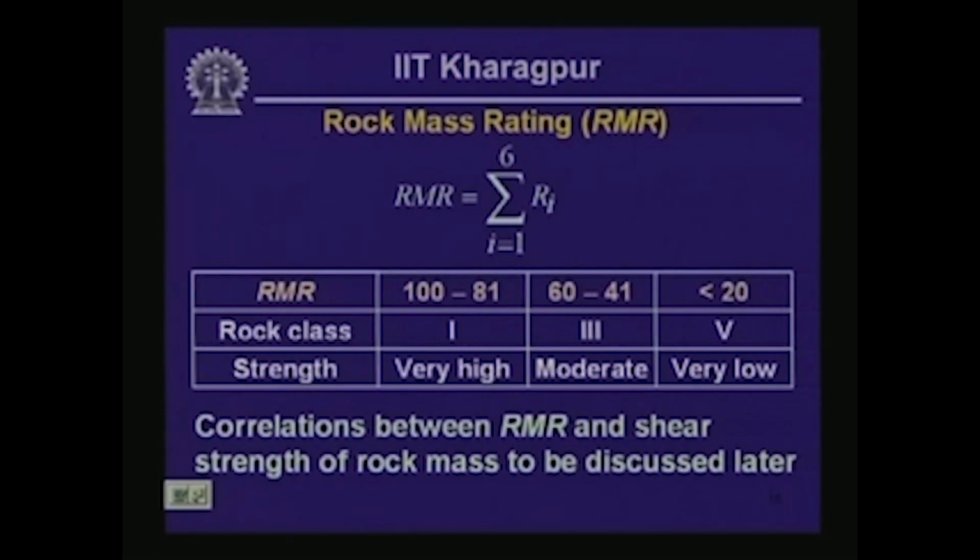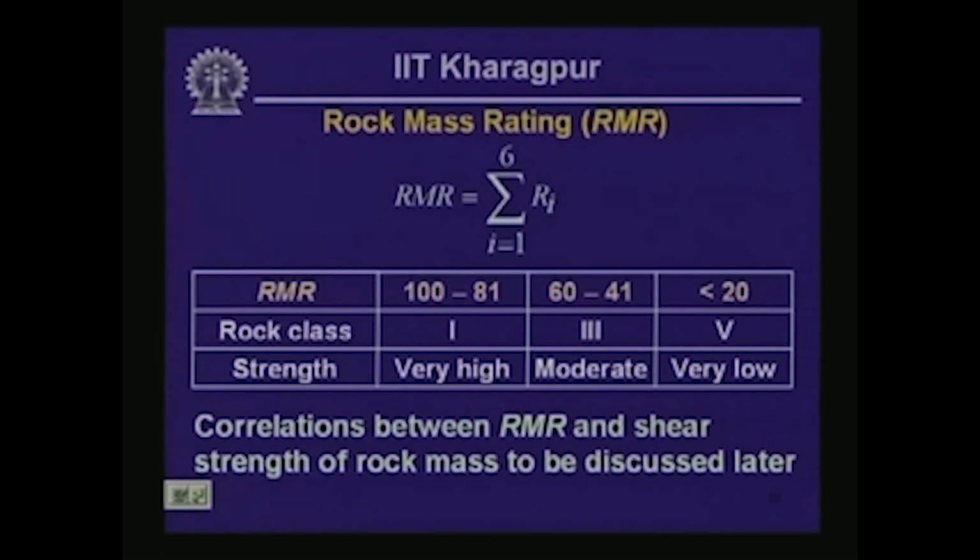If the rock mass rating, or RMR, is between 100 and 81, then the rock class is 1. If RMR goes to between 41 and 60, then rock class is 3. If, on the other hand, RMR is less than 20, then rock class is 5.